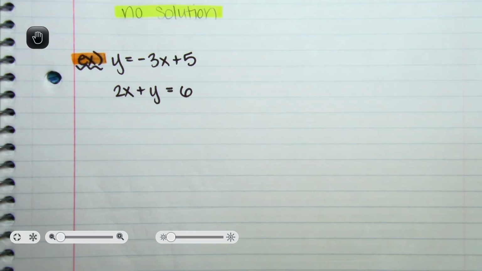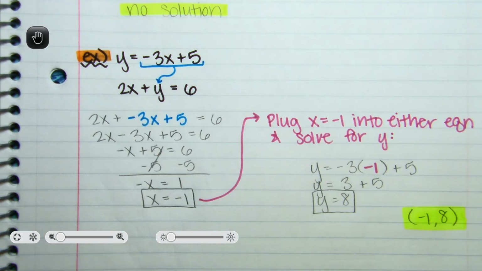All right, one more example. I want you to try this on your own. It is not a special case. You will get an x, y coordinate point as your answer. So go ahead and push pause, and then when you're ready to check your answer, push play. Go ahead and check your answer for this last example.